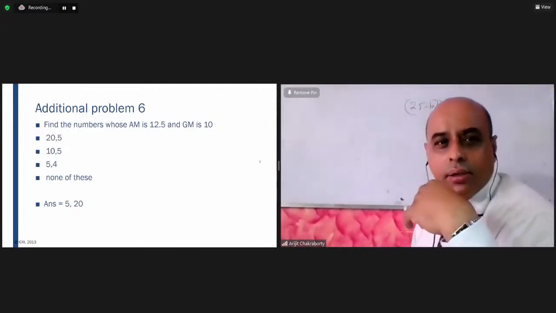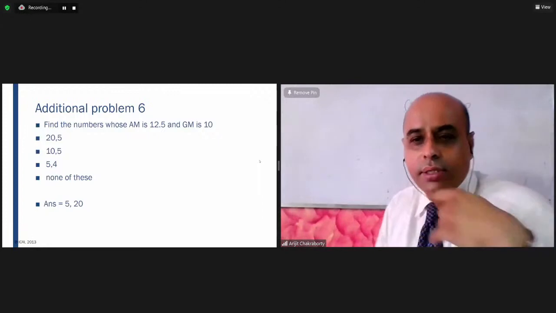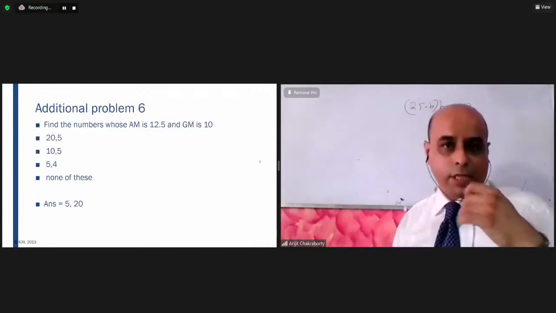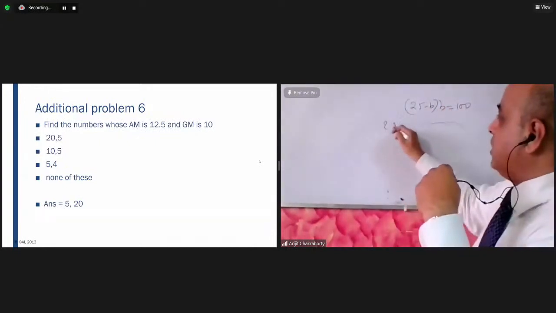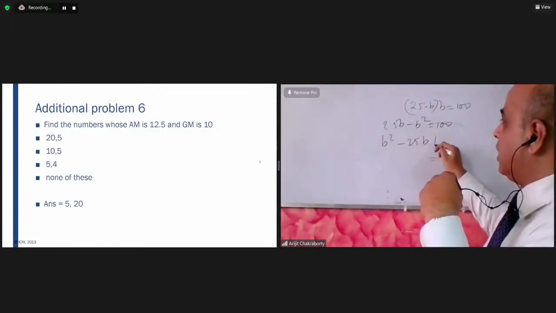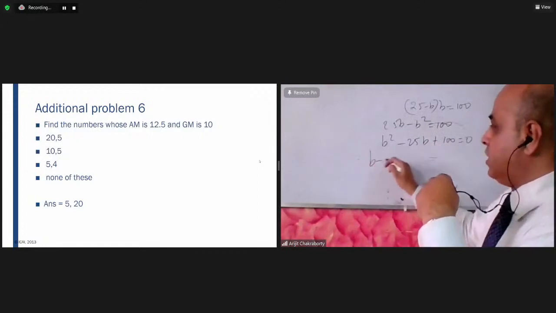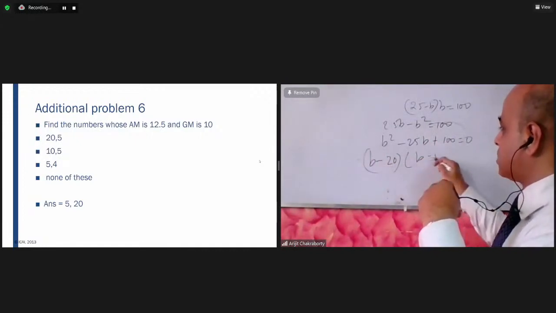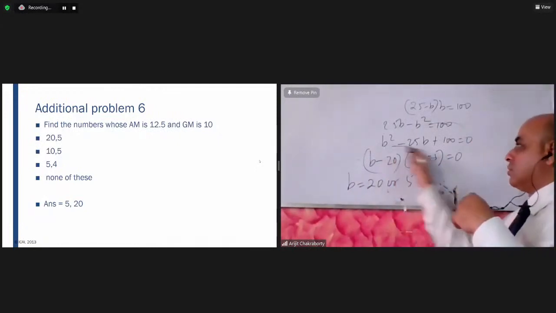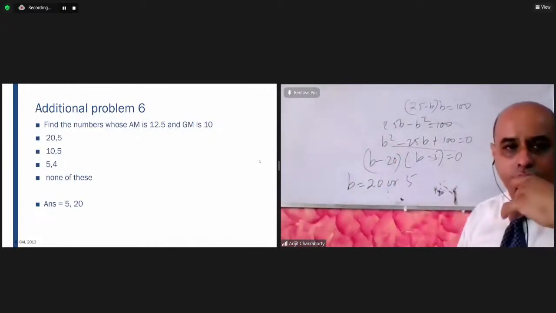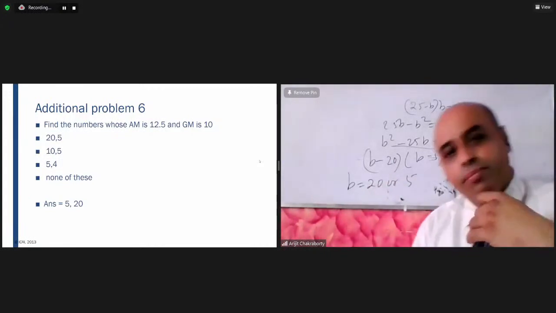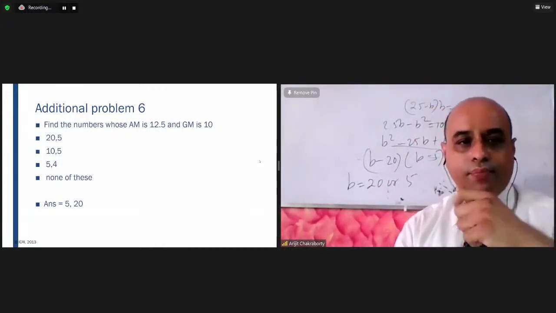So these are little critical problems because this is, you can see, not a direct question. It is a combination of both AM and GM, and these questions could always be expected. So 25B minus B square equal to 100, which means B square minus 25B plus 100 is 0. So this means B minus 20 and B minus 5 equal to 0. So B is either 20 or 5. If B is 20, then A will be 5. And if A is 20, then B is 5. So the answer is 5 and 20. Option number 1.